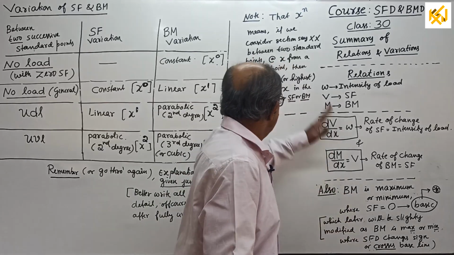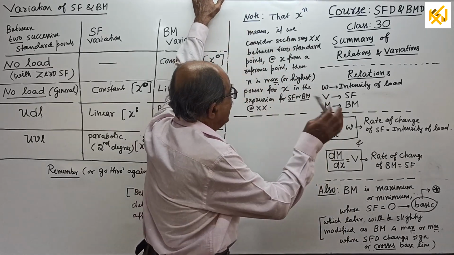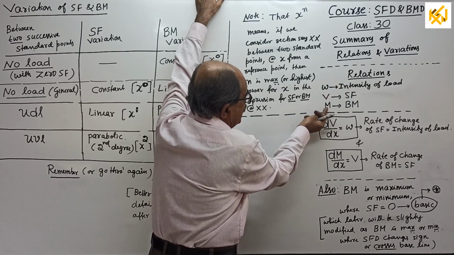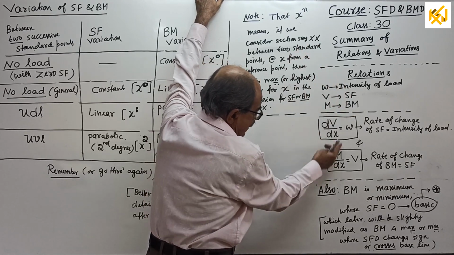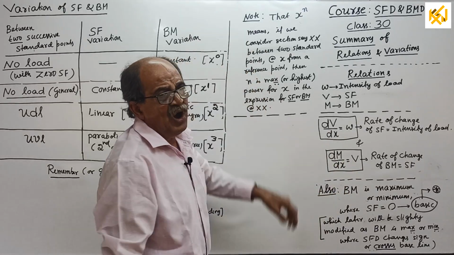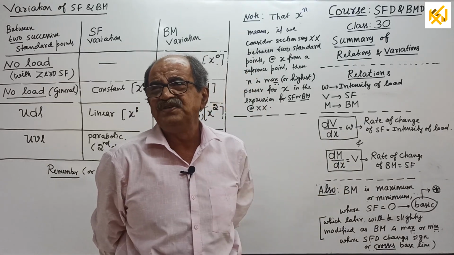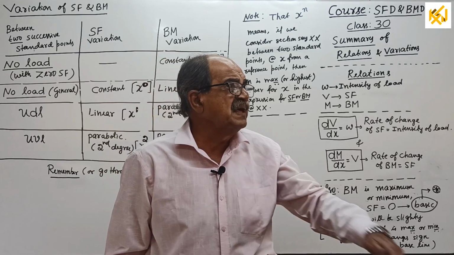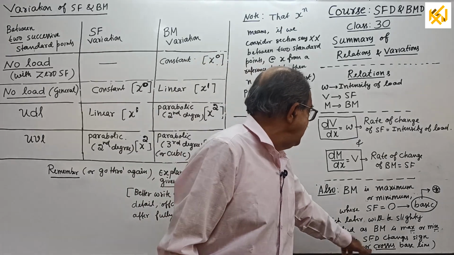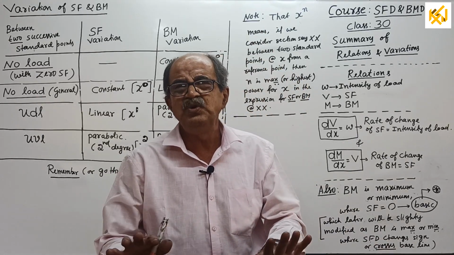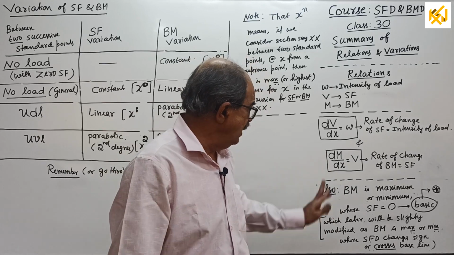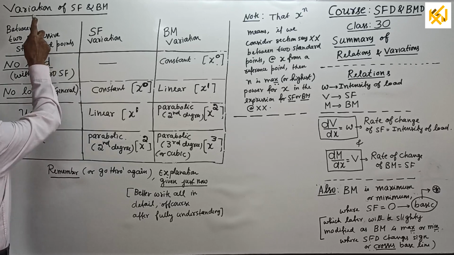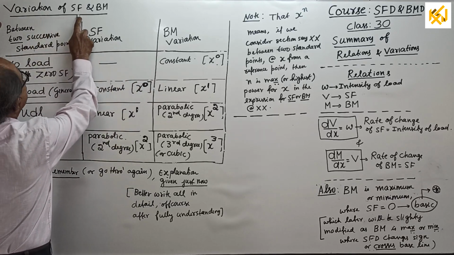Okay, these are the relations. Remember once again: rate of change of shear force is intensity of load, rate of change of bending moment is shear force. Bending moment is maximum or rarely minimum where shear force is 0, or you can say where the shear force diagram crosses the baseline or where the SFD suddenly changes sign. You can remember whatever way you want; it will be explained later. Now, come here. Second part, most important: variation of SF and BM.